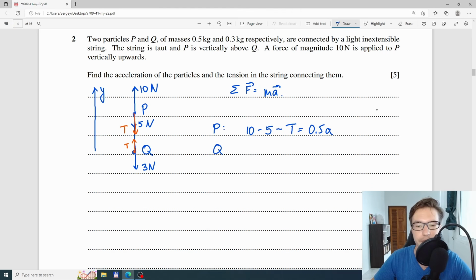Now particle Q. Same idea. All the forces, but we have to be careful with plus and minus signs. Force of tension is upwards, and so is the y-axis. That means I will take it with the plus sign. 3 newtons downwards, minus. And that equals to ma, which is this time 0.3, the mass of the particle Q, times acceleration. And I don't have to worry about acceleration being different for both particles because they are connected.